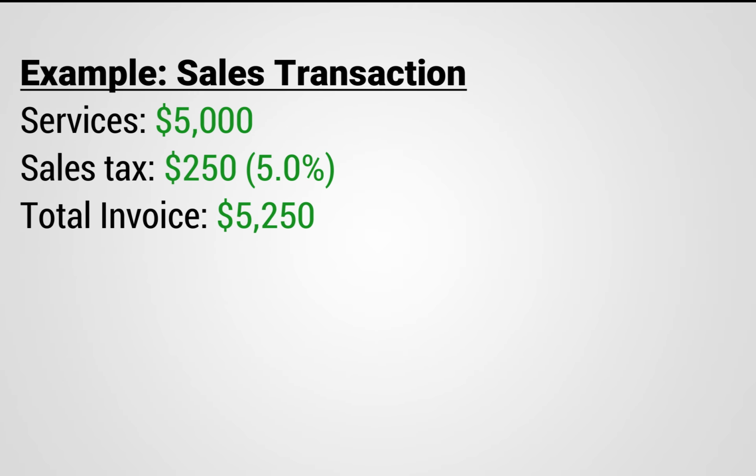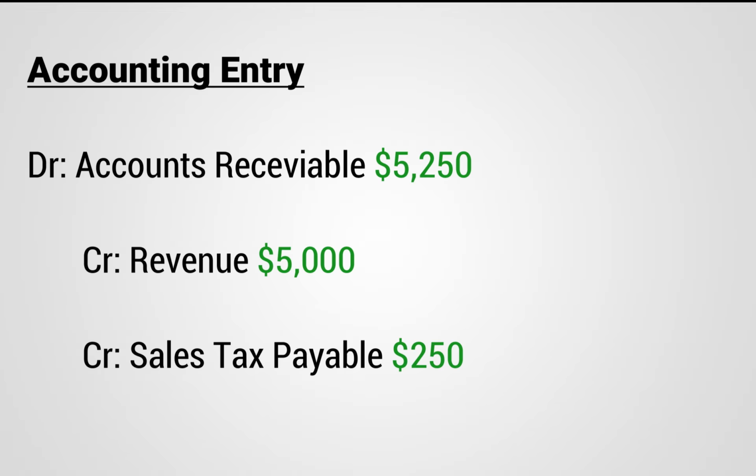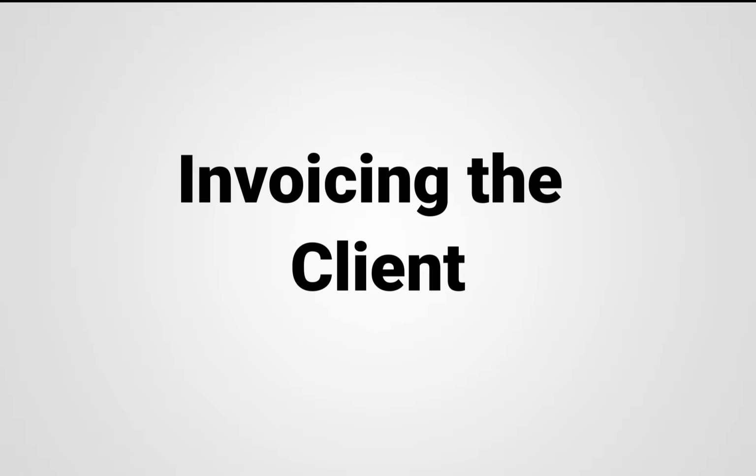To illustrate what I'm talking about, we're going to invoice a client $5,000. And there's a 5% sales tax. So I need to charge $250 on top of the $5,000. So I'm looking at a total invoice of $5,250. And when that sale gets entered into the accounting system, the journal entry that's going to populate is I'm going to debit accounts receivable for $5,250. It's going to credit revenue for $5,000 of services I'm providing. And it's going to credit sales tax payable for the $250 of sales tax that I'm collecting that I'm ultimately going to have to pay the state government. So I've made my sale. And now I'm going to turn to invoicing the client.